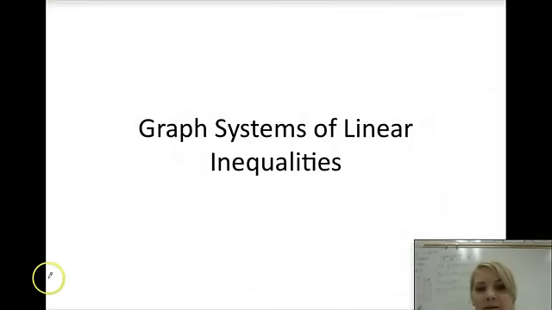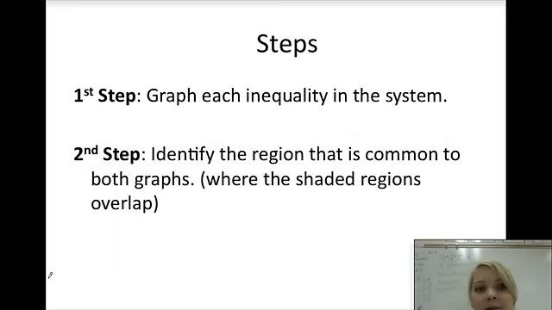All right, we are going to take a look at graphing systems of linear inequalities. So yesterday we looked at graphing one linear inequality. Now we're going to take a look when we have two or more linear inequalities on the same graph. Our steps are going to be: graph each inequality in the system using the same method as yesterday, and then identify the region that is in common to both graphs, so where the shaded regions overlap.